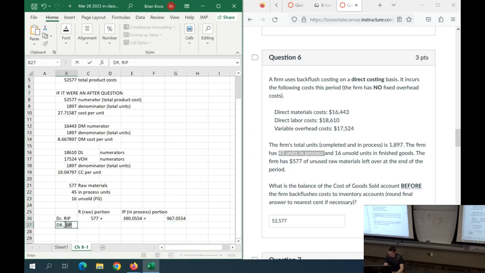We have a debit to conversion costs, and there's only an in-process portion for that, just multiplying those two.